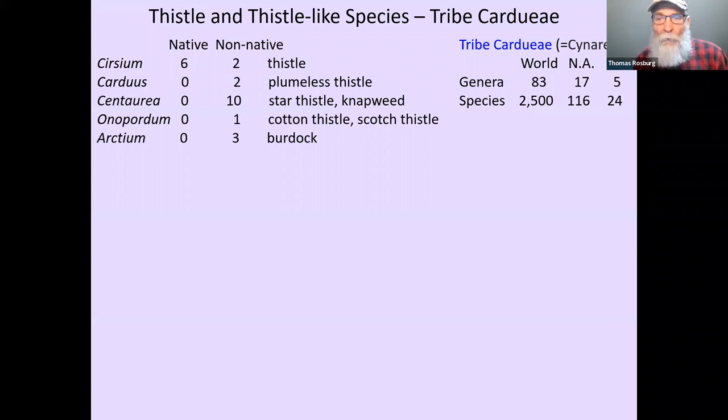You can see over there on the right, the tribe worldwide has 83 genera. So it's a pretty sizable tribe with 2,500 species, 17 different genera in North America and 116 species in North America. And then there's Iowa's data, 5 and 24.